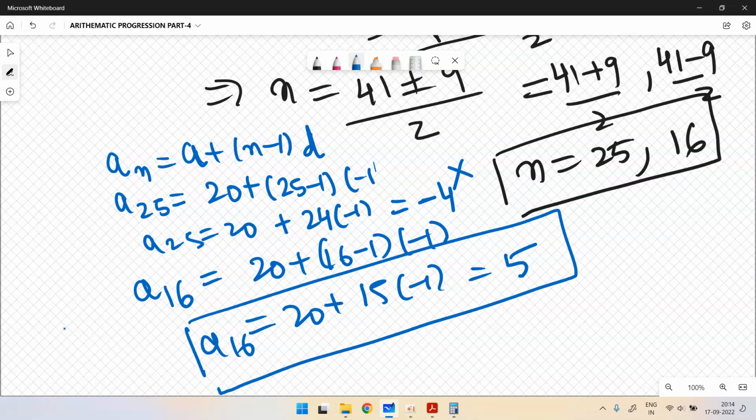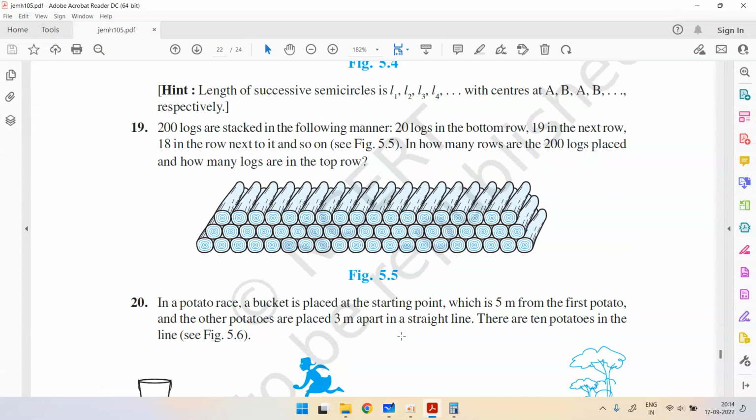So a total of 16 rows is possible. There are total 16 rows, and at the last row there will be 5 logs. This is the answer.